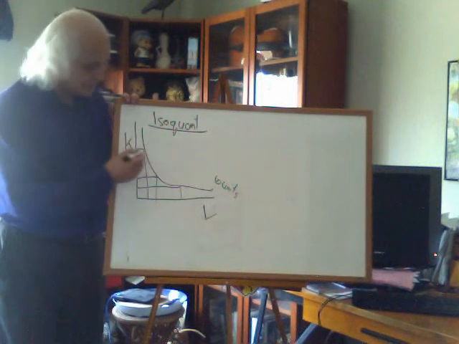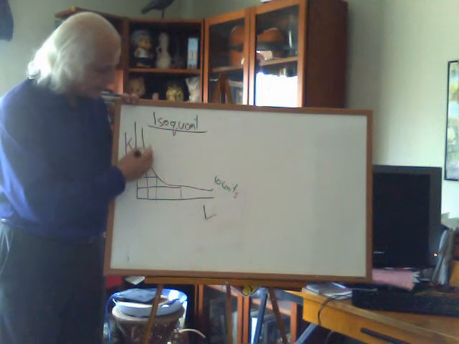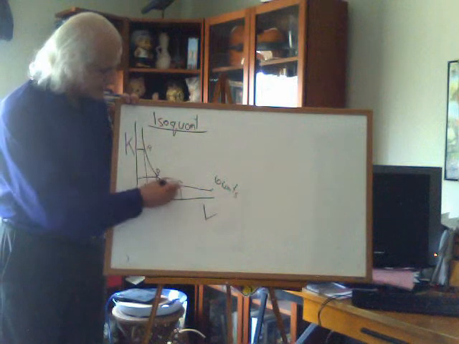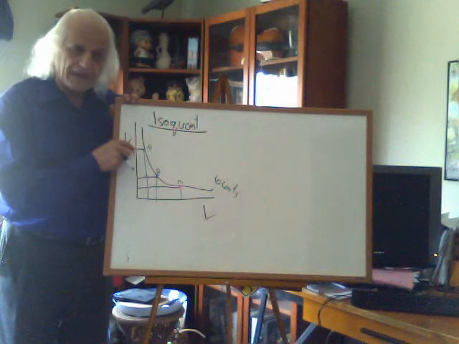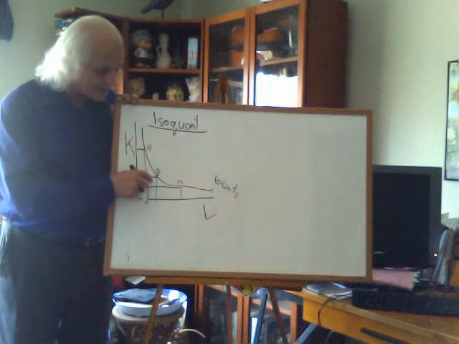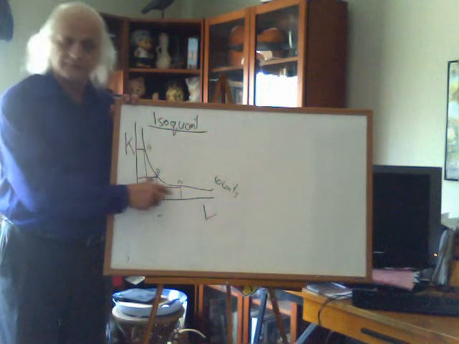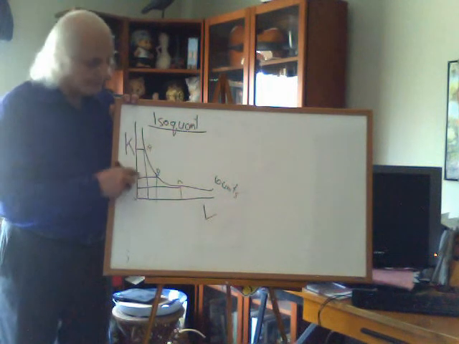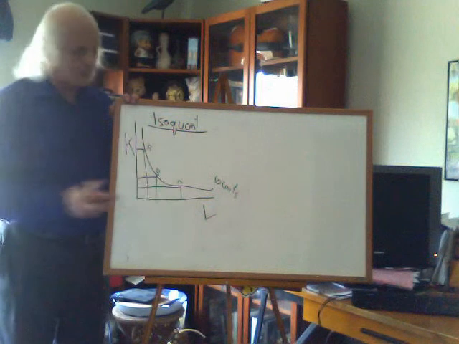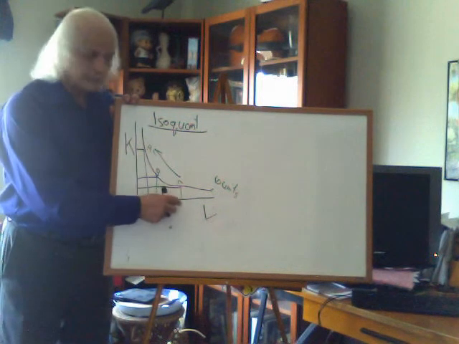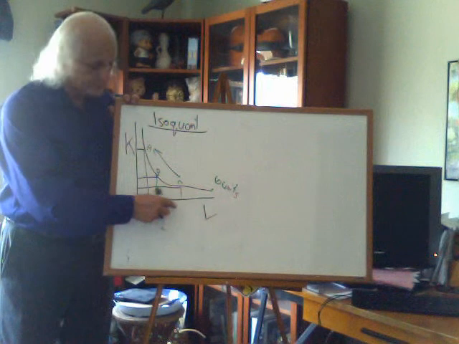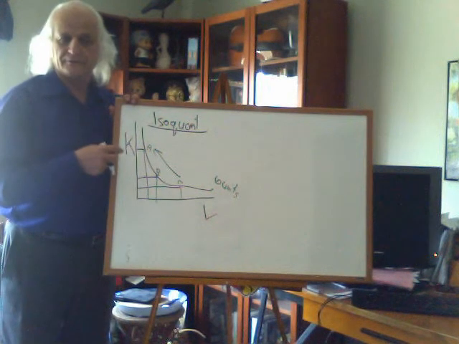What does it mean, by the way, if I move from A to B to C? I'm moving from more capital intensive to less capital intensive to less capital intensive. So I'm becoming more labor intensive. On the other hand, if I were to move this way, I'd be moving from less capital intensive to more capital intensive, right?